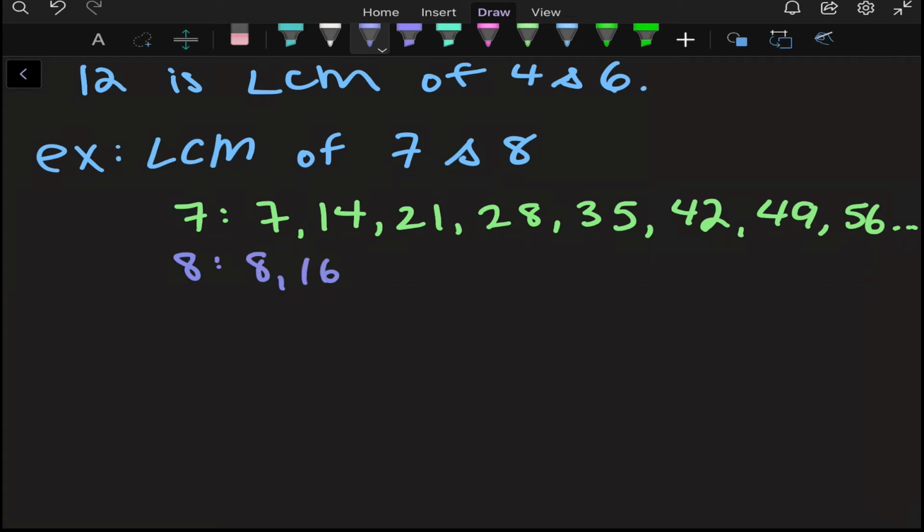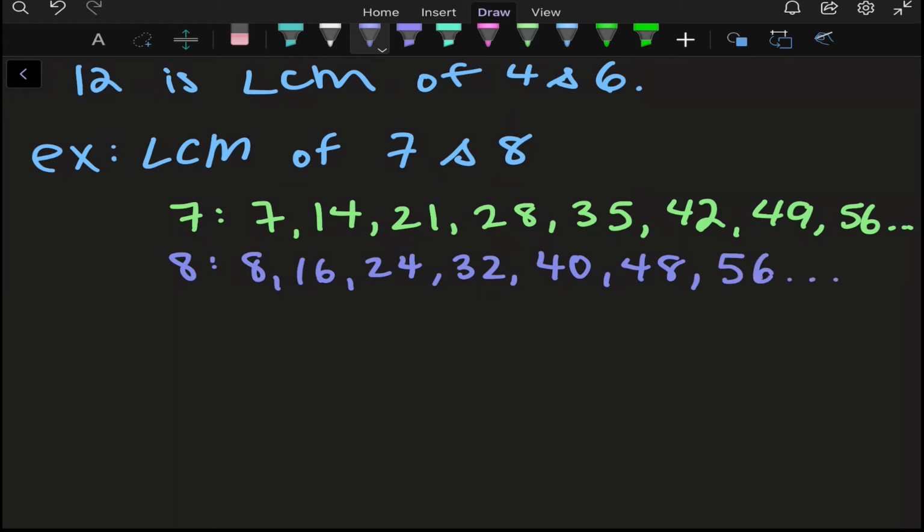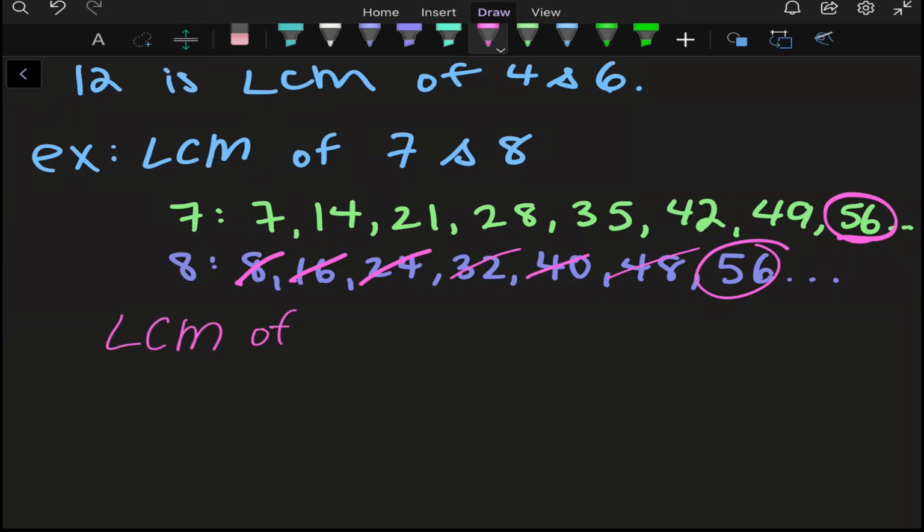And then we'll also do the same for 8: 8, 16, 24, 32, 40, 48, 56. Again, if we circle through, we don't see an 8 in the multiples of 7, we don't see a 16, a 24, 32, 40, 48, but we do find 56. So that would mean that the lowest common multiple of 7 and 8 is 56. That's pretty straightforward, right?